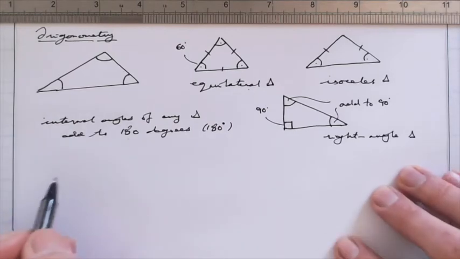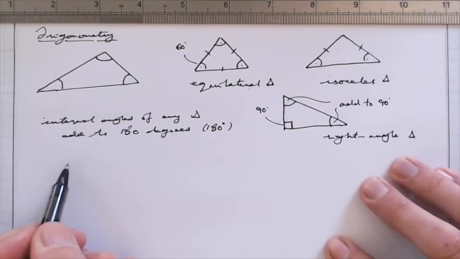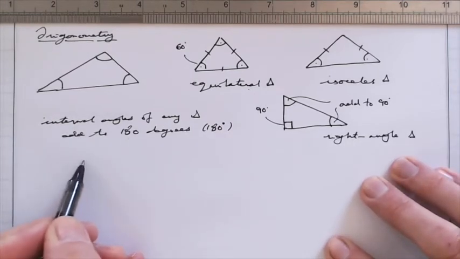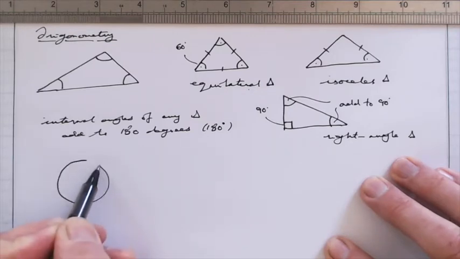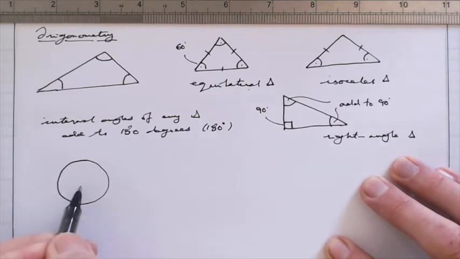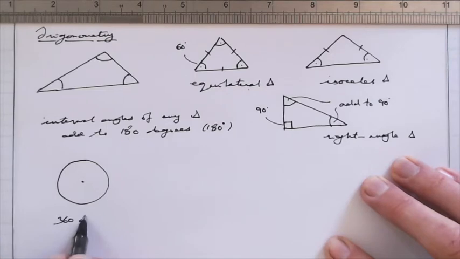And to do this, we actually have to start with a circle. Not the easiest thing to sketch. There's a relatively good circle, it's not too bad. Now, by definition, we say that a circle is 360 degrees. So this actually defines what we mean by degrees.